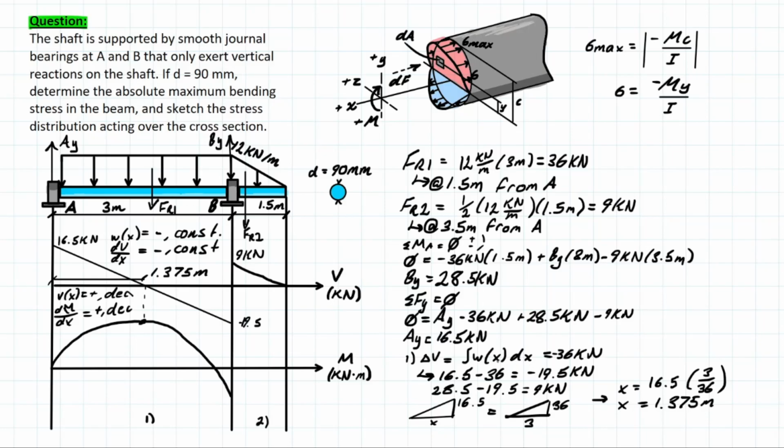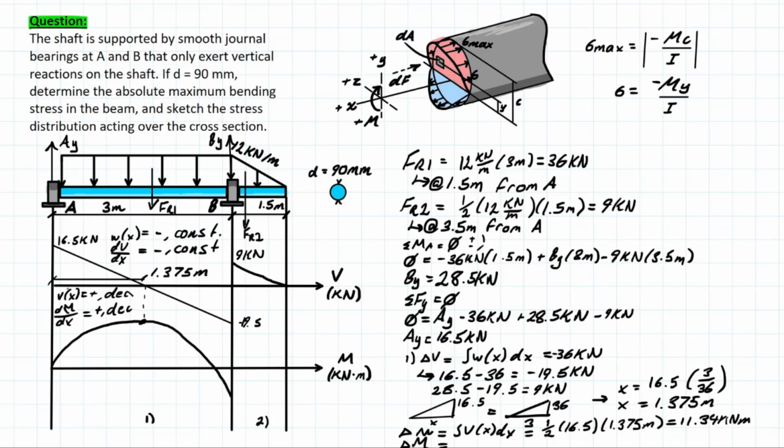Now we can start solving for the moment. I hope you can see this at the bottom here. The moment is equal to the area under that shear diagram, which is why we need to solve for that x value. We're going to have 1/2 for triangular shapes. We have 16.5 for the height of that triangle, and the length of that triangle is the value we just solved for, 1.375 meters. And then solving all that, you're left with 11.34 kilonewton meter.